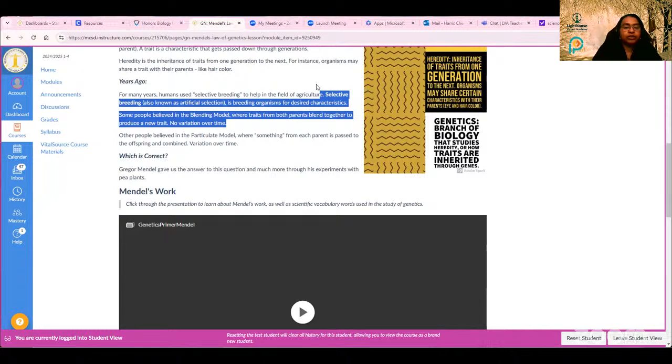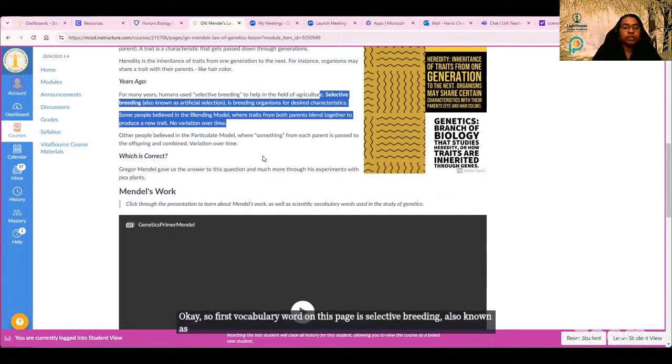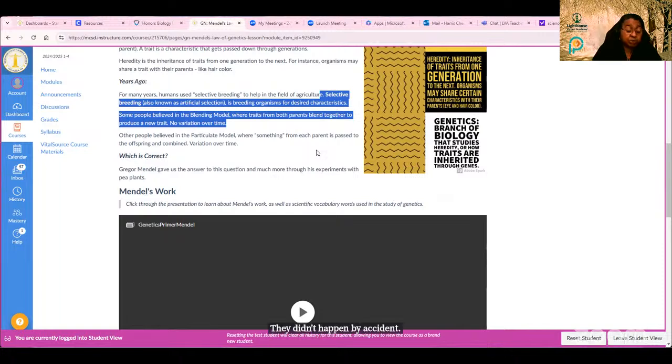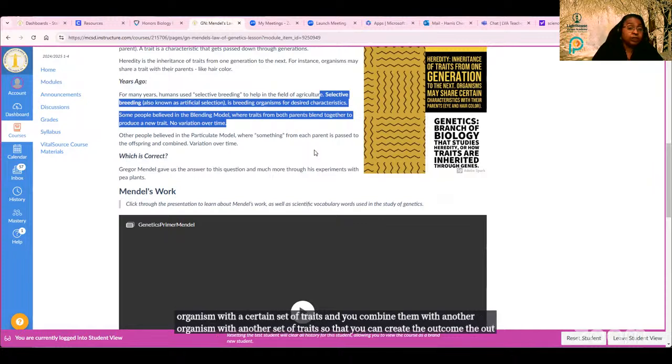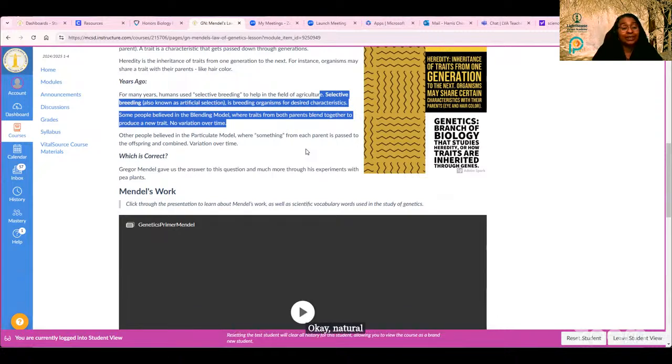Okay, so the first vocabulary word on this page is selective breeding, also known as artificial selection. That means that you've made these selections on purpose. They didn't happen by accident. You specifically picked an organism with a certain set of traits, and you combine it with another organism with another set of traits so that you can create the output that you're looking for. So it was not natural, okay? Natural selection, and this is selective breeding. So know the difference between that.